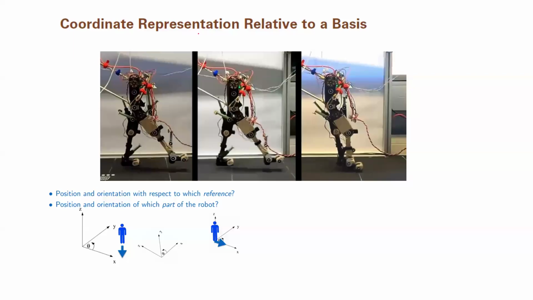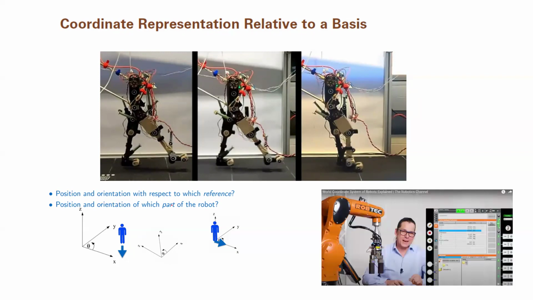In the introduction of coordinate representation relative to a basis, we mentioned that it has applications in robotics and humanoids. In designing those, it's important to identify the position and orientation. So coordinates relative to a different basis is also a hot topic in machine learning and deep learning.